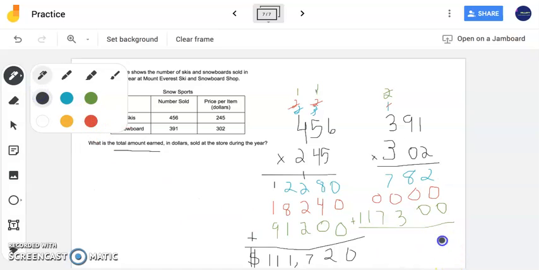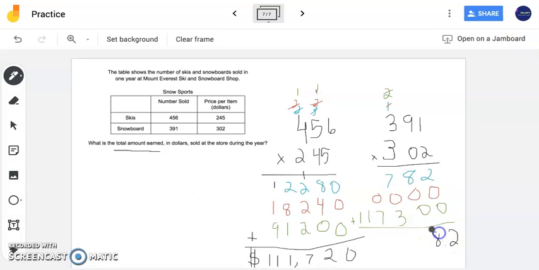So finally, my last step, notice I tried to keep it nice and organized. We have 2 in my ones place, 8 in my tens place. 7 plus 3 is 10. 7 plus 1 is 8. And then I still have my 1 and 1, which happens, it's funny because in fact here we happen to have less snowboards, but they cost more money. So quite interesting. The prices are very, very close. We have $118,082.